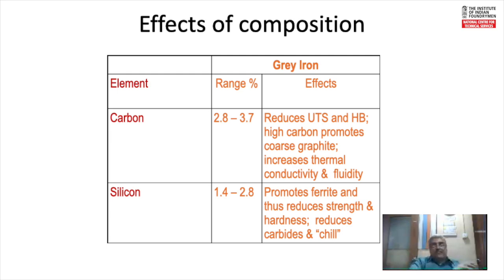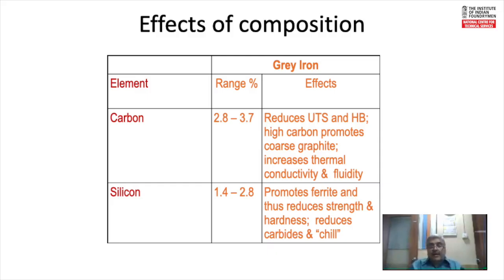Now, one part of what we saw was the effect of individual elements, but since many of them are present, let us look at the effects of composition. So for example, you look at carbon, and carbon is in the range of 2.8 to 3.7. As the carbon increases, the ultimate tensile strength comes down, the hardness comes down, because it promotes coarser graphite, it improves the fluidity of the iron, and increases thermal conductivity.